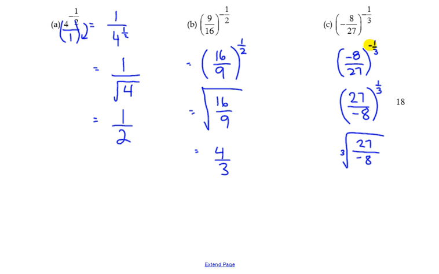So can we take the cube root of 27? Yeah, 3. What's the cube root of negative 8? Negative 2. So you could write it as negative 3 over 2 or 3 over negative 2. So same thing. There's our answer. How's that so far? Okay?